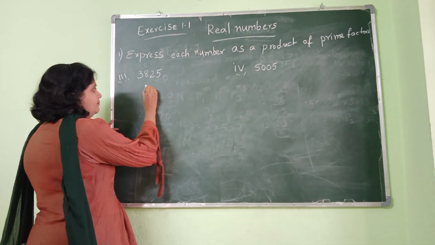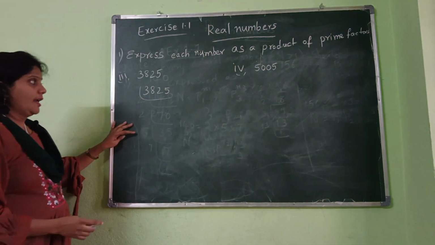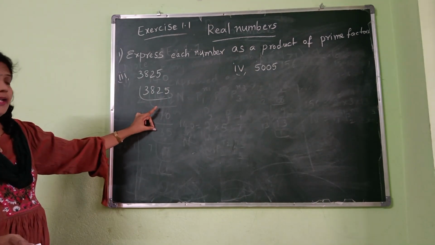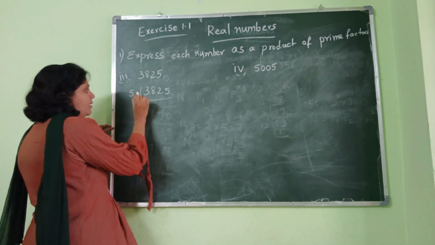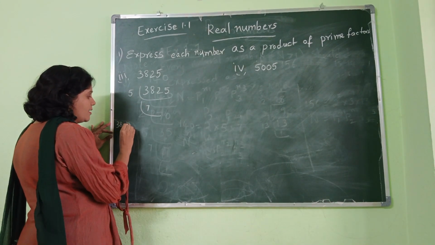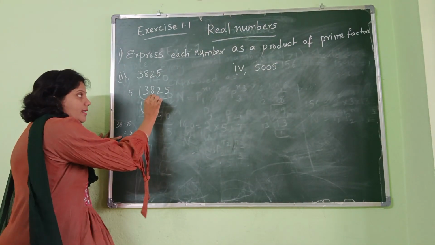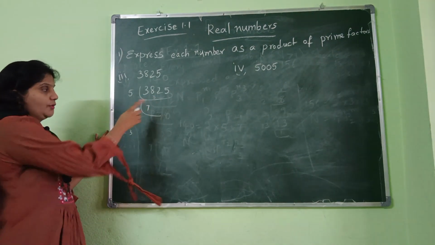So 3825. Observe the number. A number that ends with 5 is divisible by 5. So take the 5 table. 5 sevens are 35. But here what is there? 38. So 38 minus 35, how much? 3. 38 minus 35 is 3. So write down 3 small. So 3 and 2, 32.